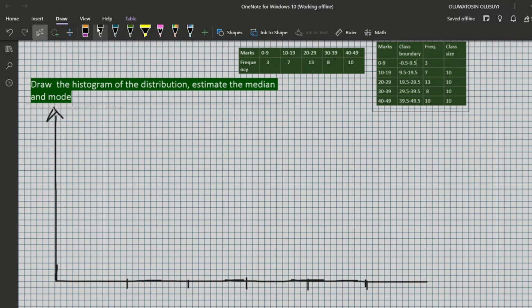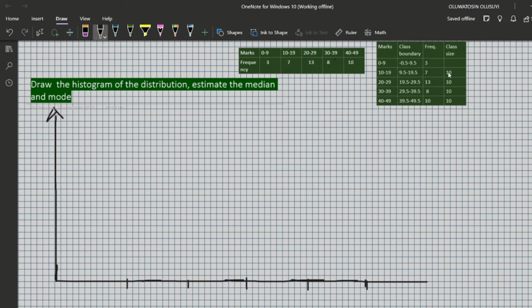Then you continue, we do the same thing here. 10 to 19 gives us what? Subtract 0.5 from here, we have 9.5, add 0.5 to this, 19.5, as you can see. Then from here, you can equally see that our frequency is given for the corresponding class marks.